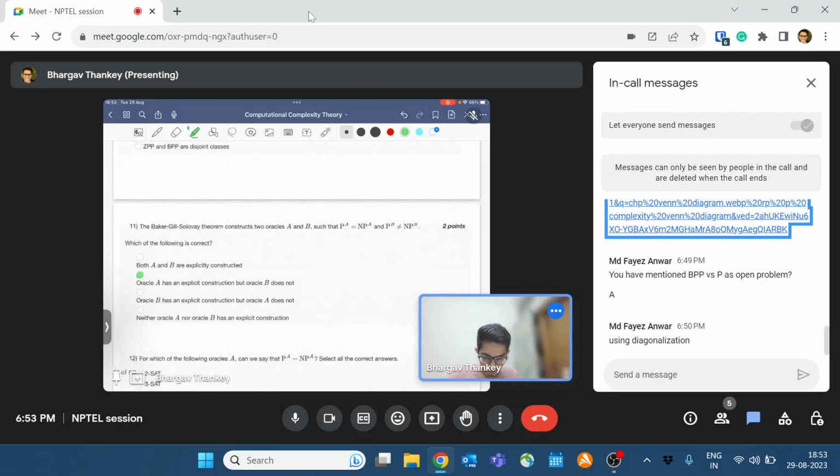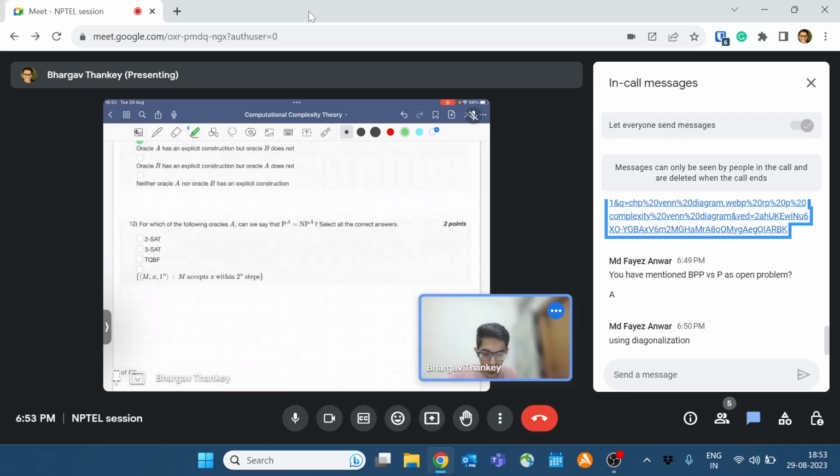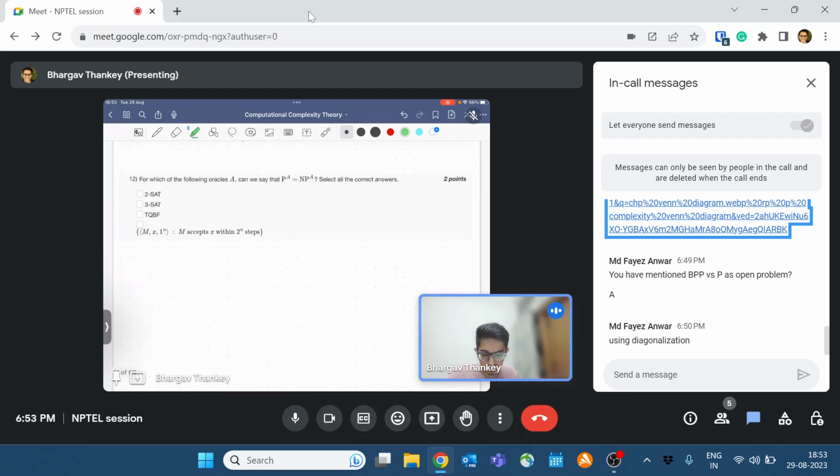Okay, so now let's look at the last problem of this assignment. The problem is: for which of the following oracles A can we say that P to the A equals NP to the A? Select all the correct answers. The options are 2 SAT, 3 SAT, TQBF, and the language of pairs (M, X, 1 to the N) so that M accepts X within 2 to the N steps. So which of these is correct?